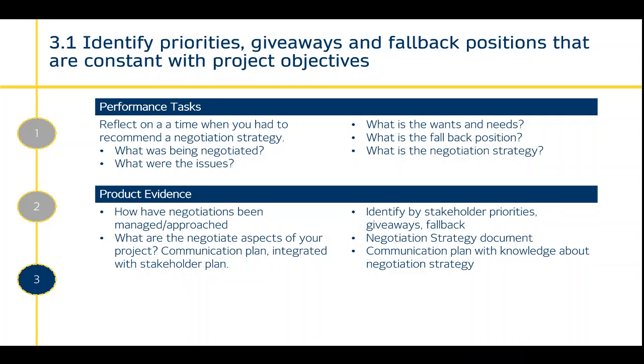Product evidence for this may include how negotiations have been managed or approached. What are the negotiation aspects of your project? Could be your project plan, which is integrated with your stakeholder plan. It could be documentation identifying stakeholder priorities, giveaways and fallback positions, some sort of negotiation strategy document or a communication plan with knowledge about your negotiation strategy.